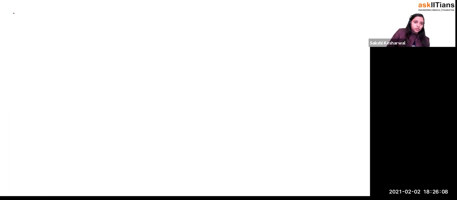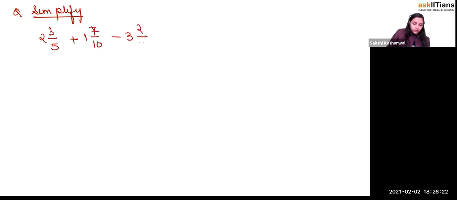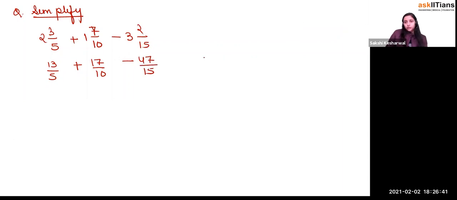Okay, now do this question. Simplify 2 whole 3 by 5 plus 1 whole 7 by 10 minus 3 whole 2 by 15, right? So first you have to convert this into mixed fractions. This is 10 plus 3, 13, 13 by 5, plus 10 into 1, 10 plus 7, it is 17 by 10, minus 3 into 15, 45, 45 plus 2, 47 by 15.